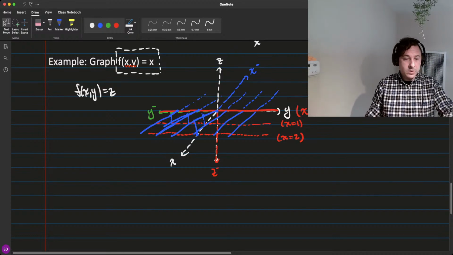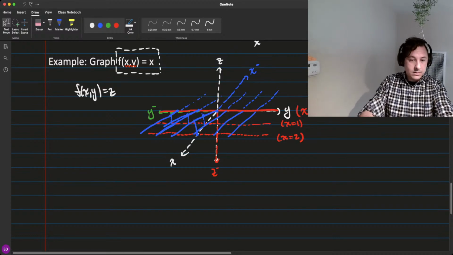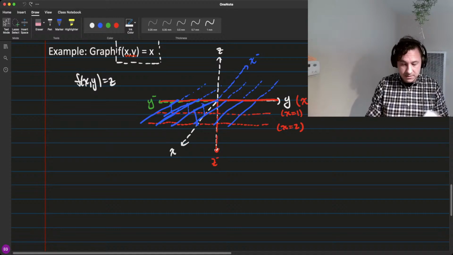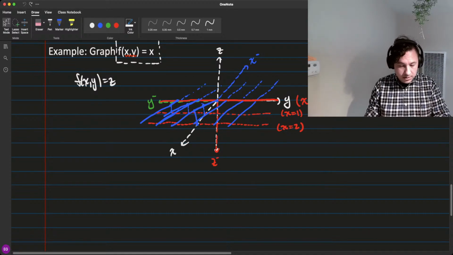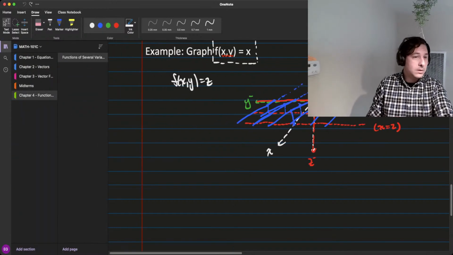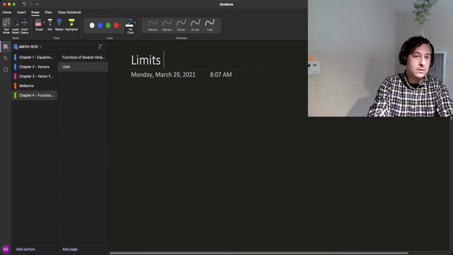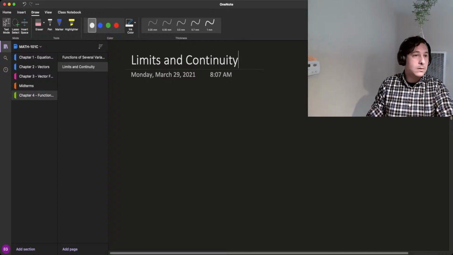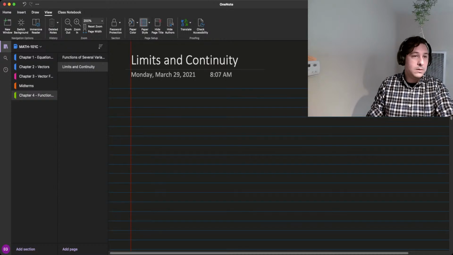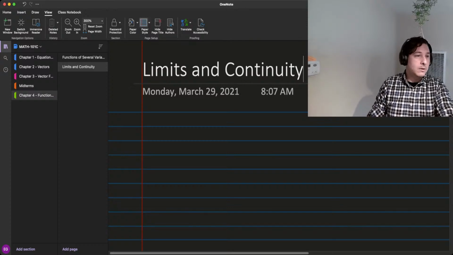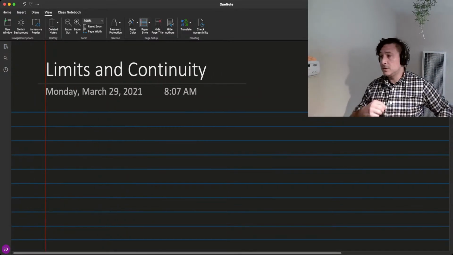Okay, so I'm going to open up Mathematica. Actually, no, I'm not going to open up Mathematica. We're going to move on to the next section to explain this. So let me open up Add Page. We're going to talk about limits and continuity. Paper style, 300% zoom. Okay, there we go.